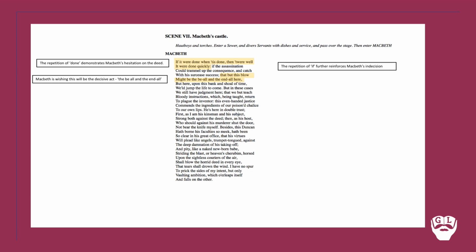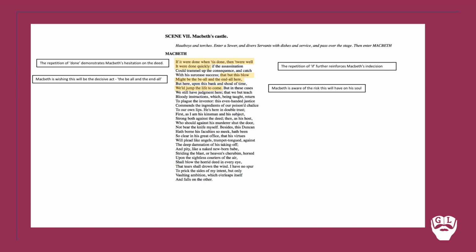However, he's very much aware that it's not as simple as that, commenting how, "but here upon this bank and shoal of time, we'd jump the life to come," a reference to his soul and the afterlife. This sense that if he does this, he knows he will cast his eternal soul into damnation is a very important aspect, particularly in such a religiously devout society as the one the play was both performed in and set in.